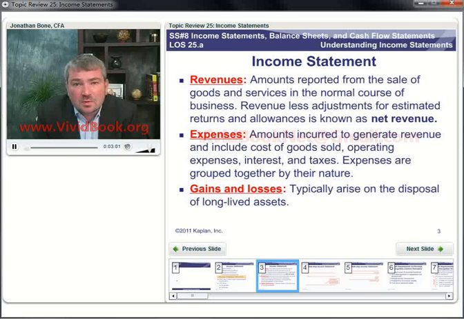Remember, we might also see gains and losses in the income statement, and we're likely to see two types of these in the exam. Potentially gains and losses arising on the disposal of long-lived assets, so when you dispose of your plant, property and equipment, and they'll be equal to the proceeds received less the carrying value in the balance sheet at the time of disposal. And we may also see gains and losses due to the early retirement of debt, if we retire the debt at a value that's different from its carrying value at the moment of retirement.